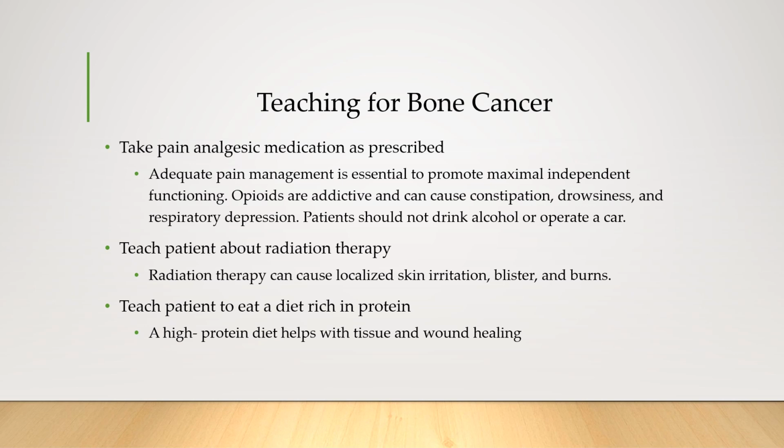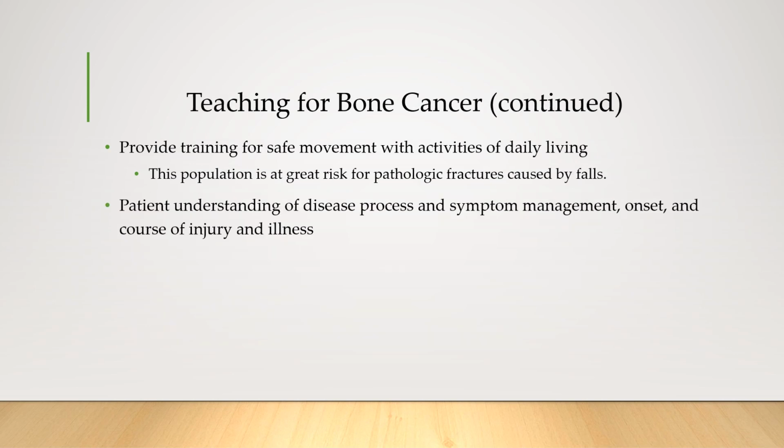Teach the patient about radiation therapy. Radiation therapy can cause localized skin irritation. The skin can blister and may appear sunburned. Teach the patient to eat a diet rich in protein. A high protein diet will help with tissue and wound healing. Provide training for safe movement with activities of daily living. This population is at great risk for pathologic fractures causing falls. Assess patient understanding of the disease process and symptom management, and the onset and course of therapy of injury and illness.